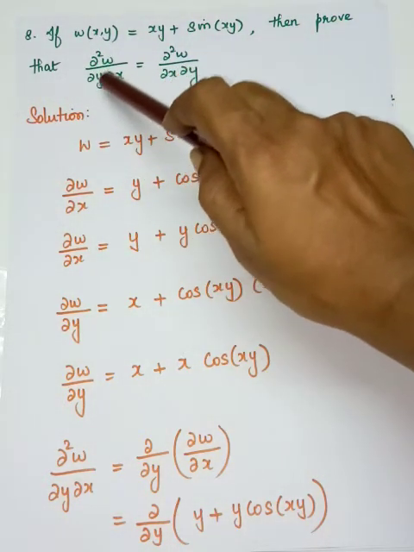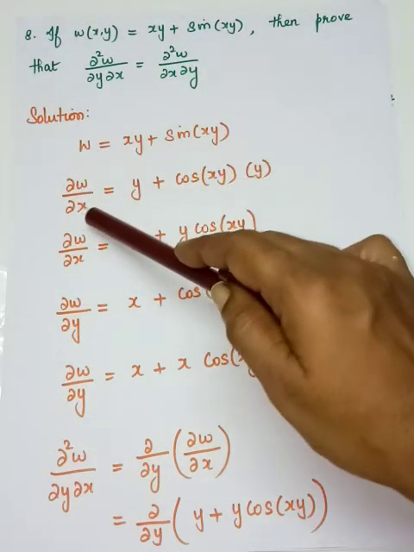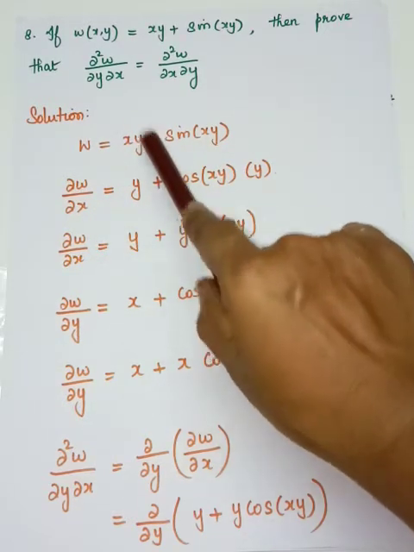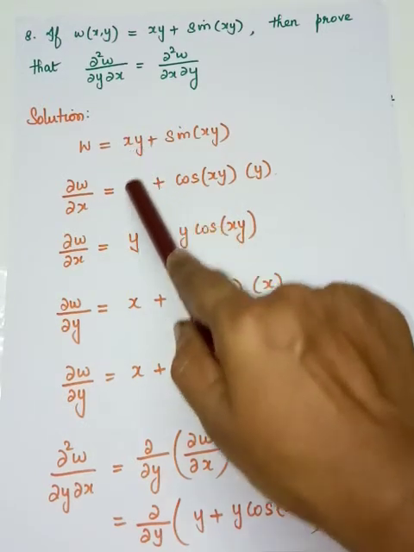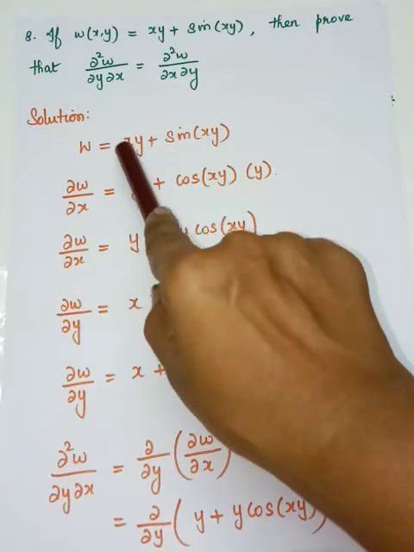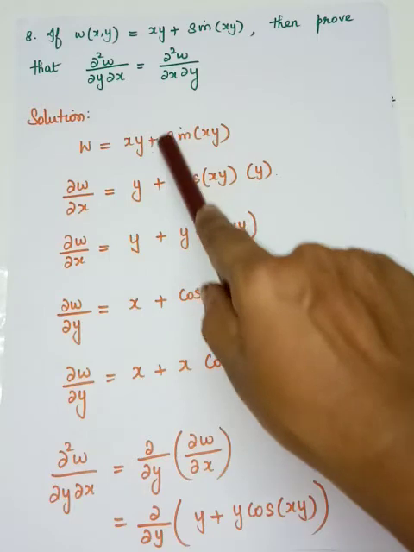So here second order partial derivatives asked. Anyhow we have to move to the first order, then only we can find the second order partial derivatives. So you are going to differentiate w partially with respect to x. Okay, there are 2 terms, in between plus is there. So go to the first term, and here what is the constant? Y is the constant, it is written. The remaining is what? X. So if you differentiate x partially with respect to x is 1. And come to the second term.